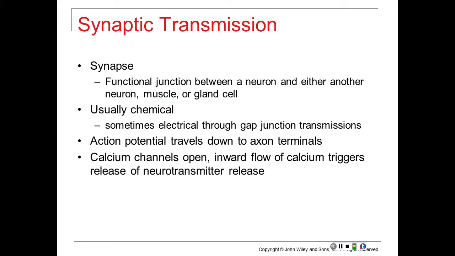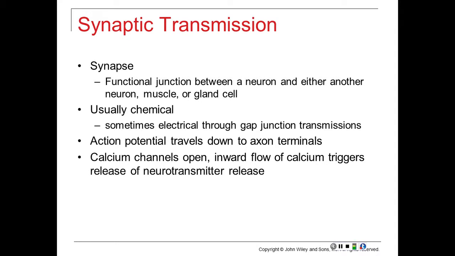So let's talk about what's happening at the synapse. The synapse, if you recall, is the gap between a neuron and either another neuron or a muscle or a gland cell. When we were in our muscle chapter, we called it the neuromuscular junction. If you recall, that axon terminal kind of hovered over top of the cell membrane of the muscle cell. That gap is called a synapse.